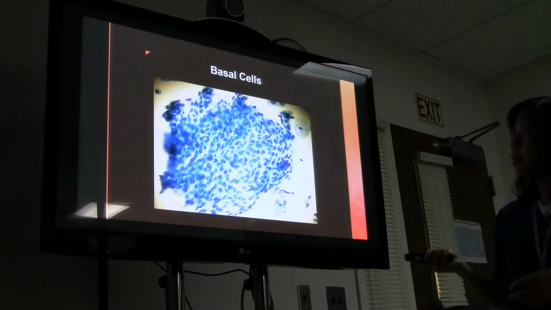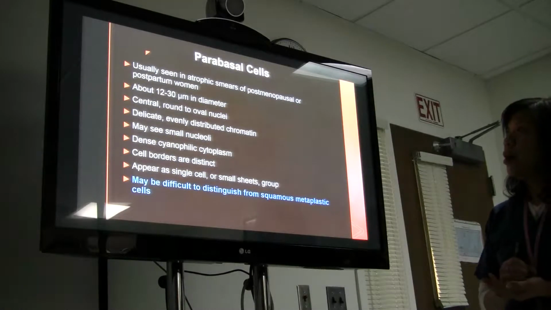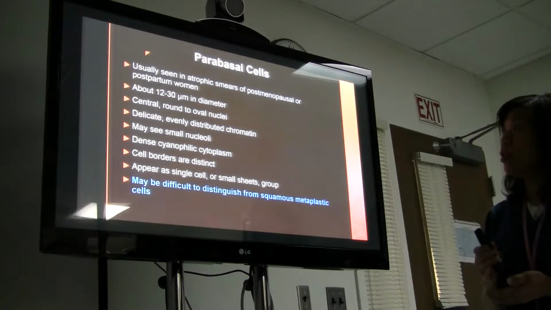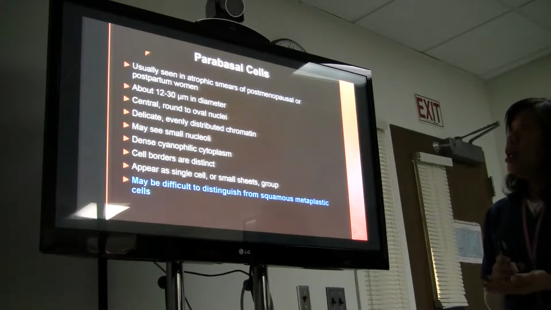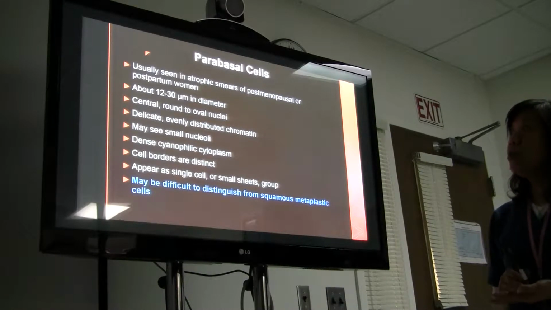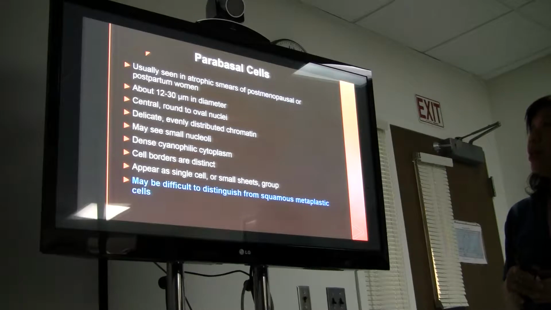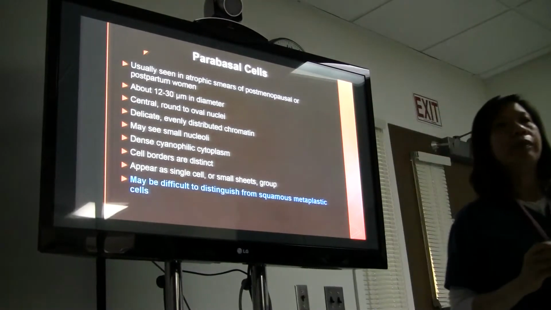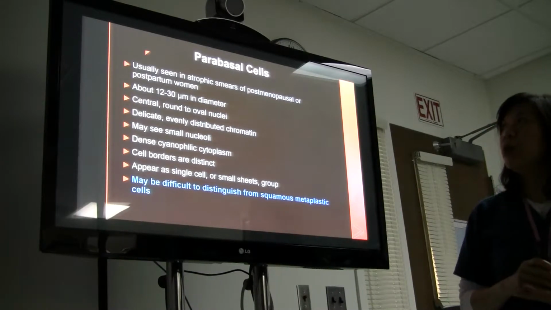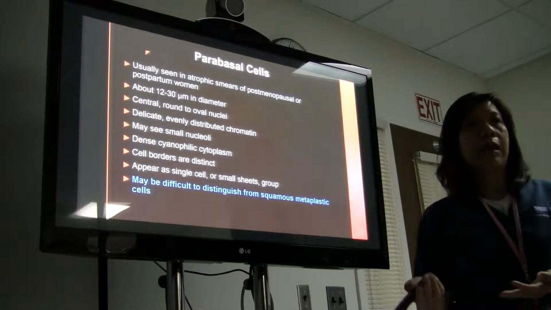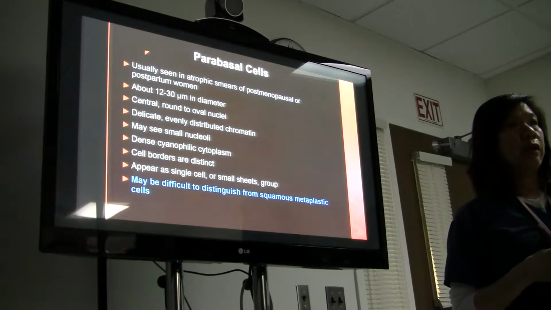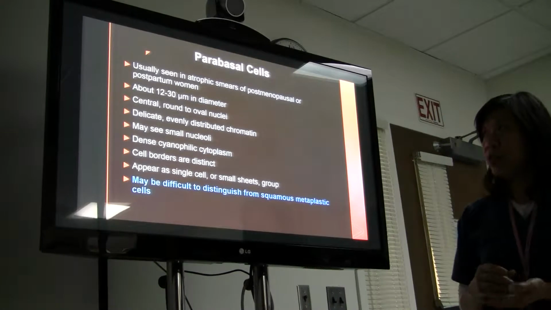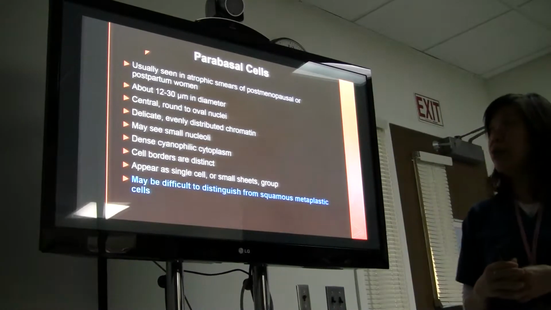So these are the basal cells. Now parabasal cells are a few levels up, right on top of the basal cells. They are usually seen in atrophic smears of postmenopausal women and also in postpartum women. The reason you see parabasal cells in postpartum women is that after delivering the baby, the body is still under the influence of progesterone. It hasn't fully recovered with the estrogen level yet, so a lot of the cells haven't fully matured.